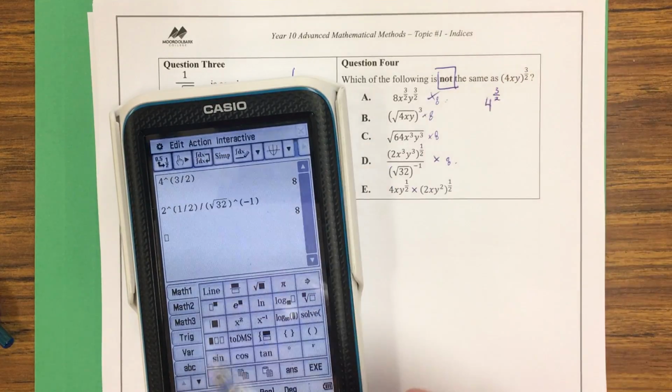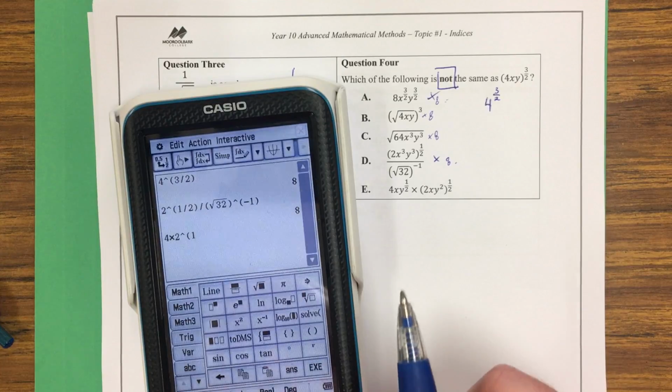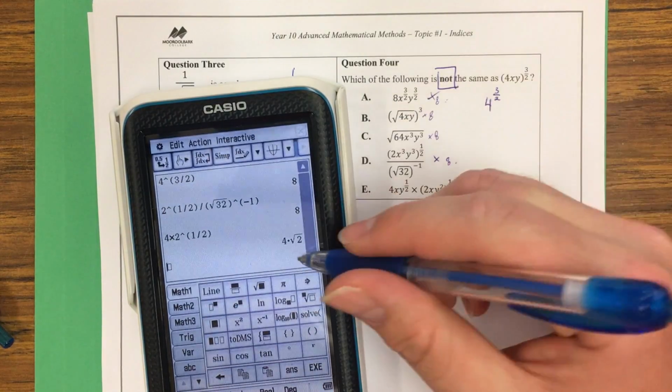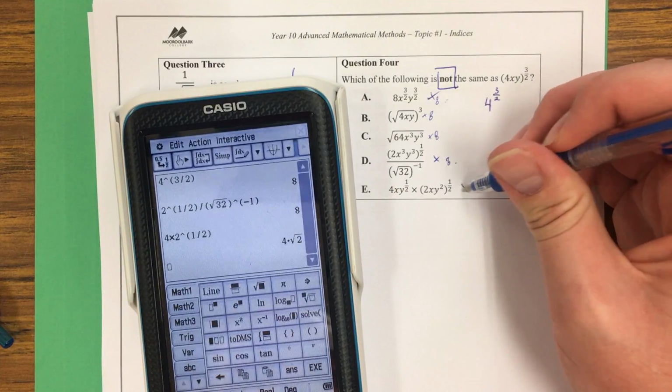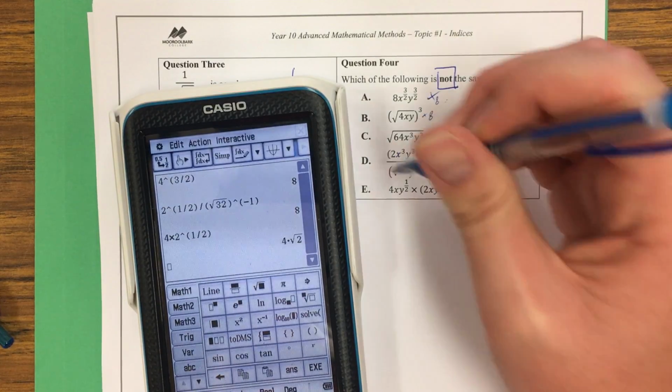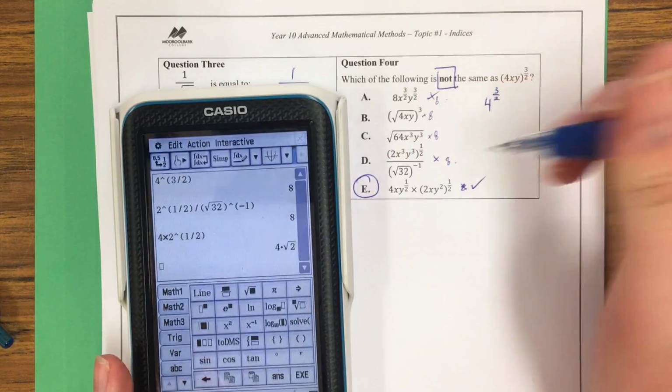Let's have a look here. What's 4 times 2 to the 1/2? 4 root 2. So therefore, this one will not result in 8. So therefore, it's the only one that can't be the same, which is E.